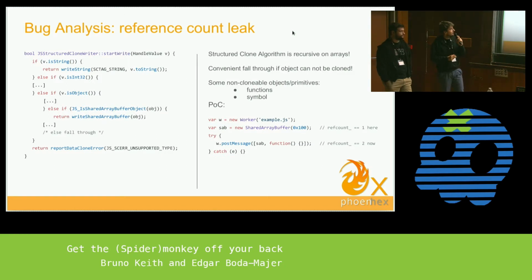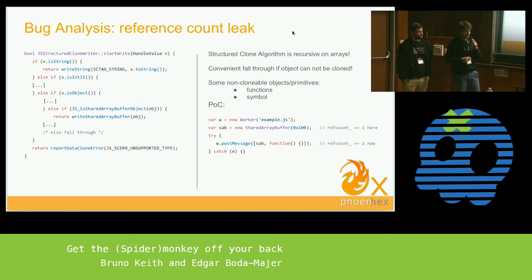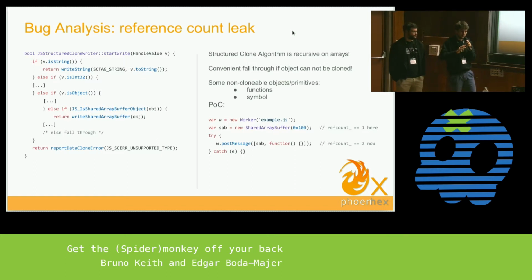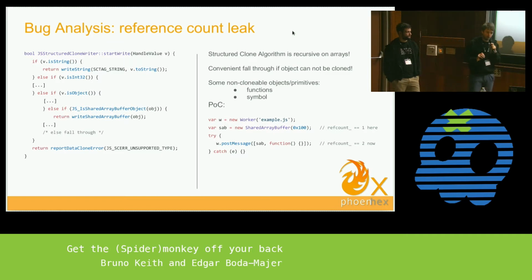It will go in here and call the add reference, so the ref count will be 2, and then it will try to serialize the function, but there's no if statement here for the function because it cannot serialize functions, and then it will fail. It will also throw an error, so that's why we wrap it in a try catch so that it doesn't stop our whole script. And that way we can increment the ref count without actually allocating new objects. And without this reference count leak, the integer overflow bug from before would not be exploitable.